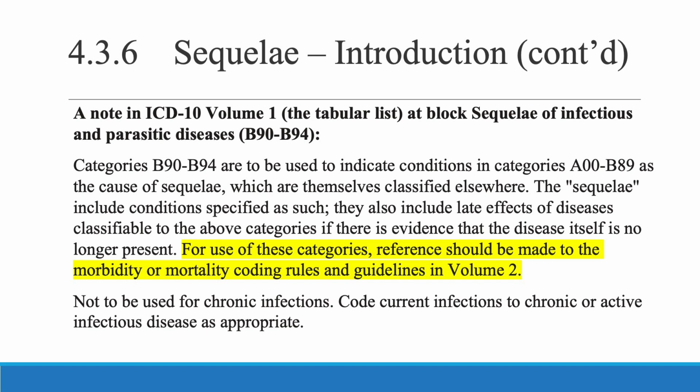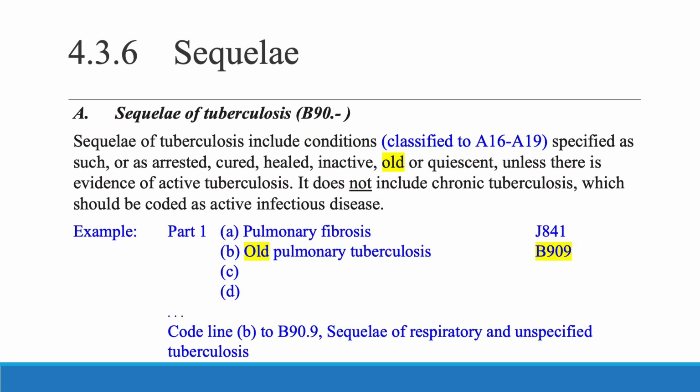So please take note of the reference to the specific instructions for mortality classification that are included in Volume 2. We've arrived at the first sequela instruction included in Volume 2, subsection 4.3.6. Let's remind ourselves of a couple important facts before we dive in. First, ICD-10 does not provide a separate sequela code for every disease, only select ones as per slides 11 and 12, where the list of sequela codes was provided.